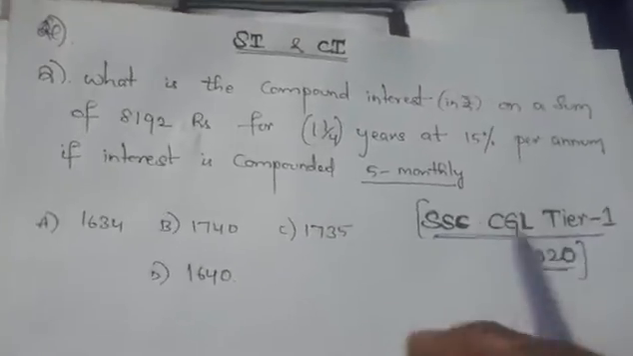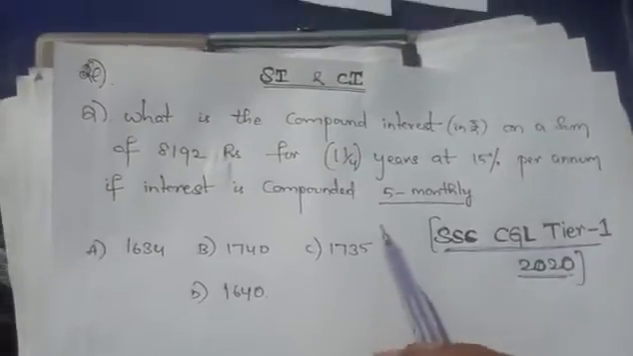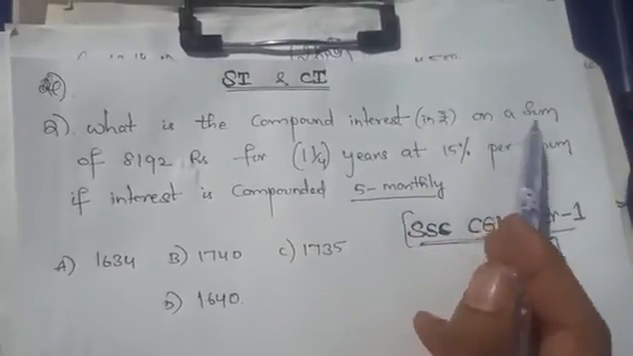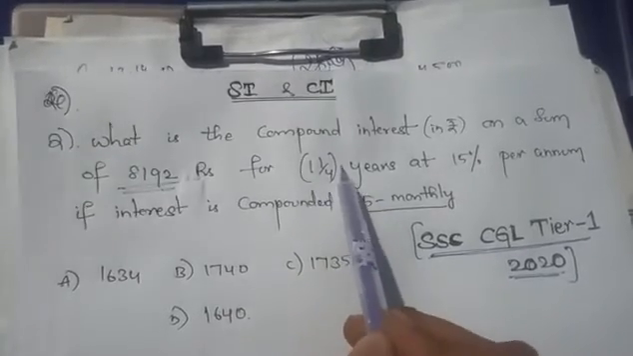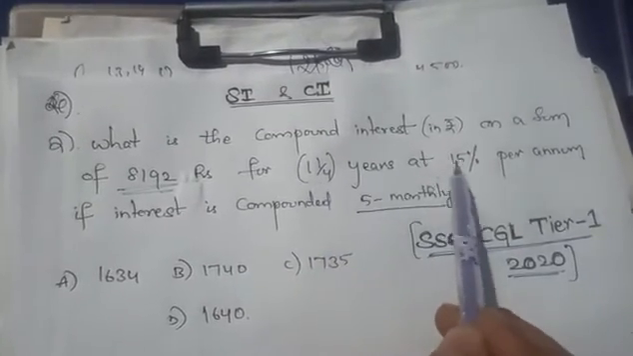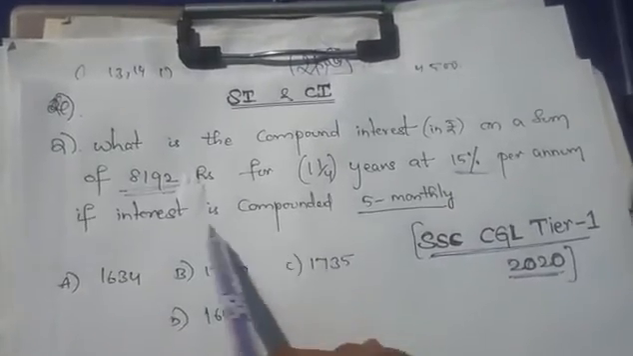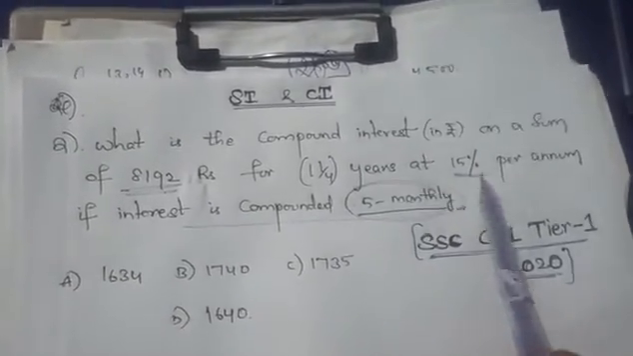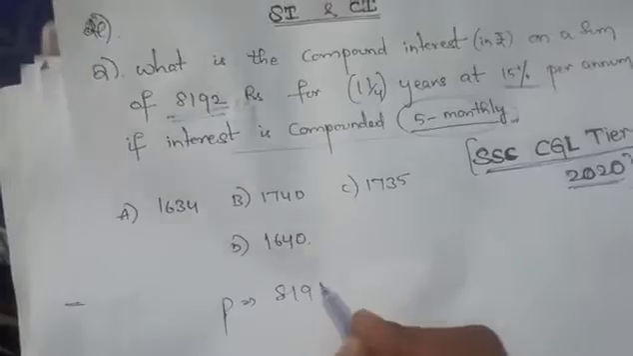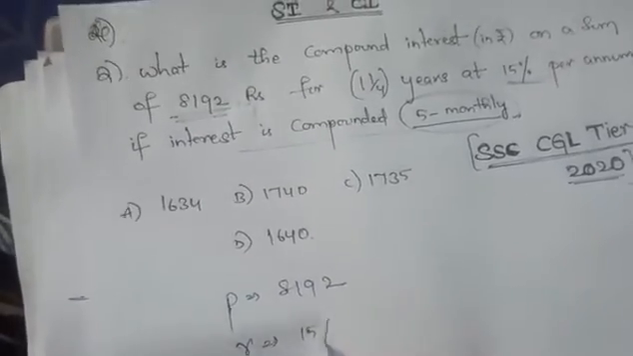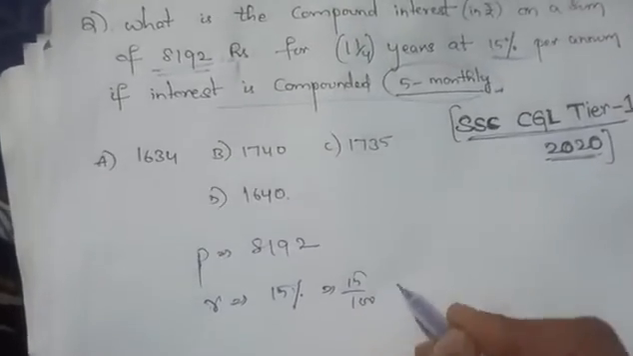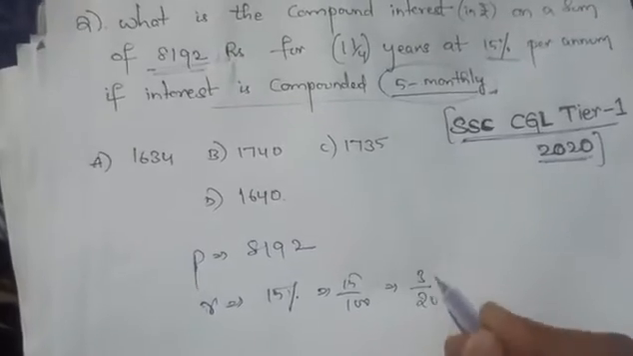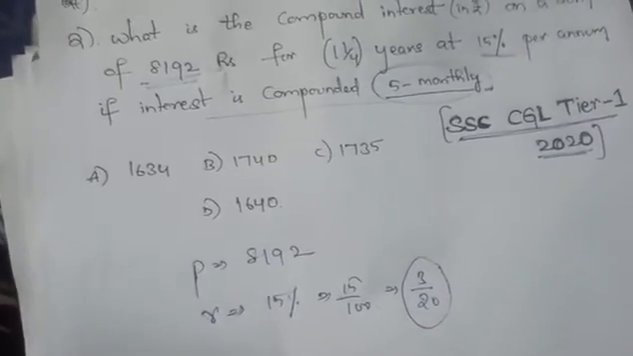Okay, coming to a simple and compound interest problem. The question here is: what is the compound interest in rupees on a sum of 8192 for 1 1/4 years at 15% per annum, if interest is compounded 5 monthly? This is something unique, 5 monthly. So I will write down the data. P is 8192 and the rate of interest is 15%, in fraction 15 by 100 or 3 by 20. And time here is 1 1/4.